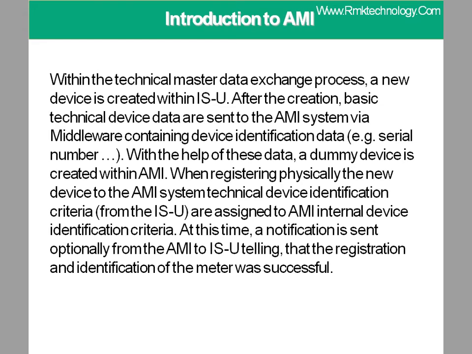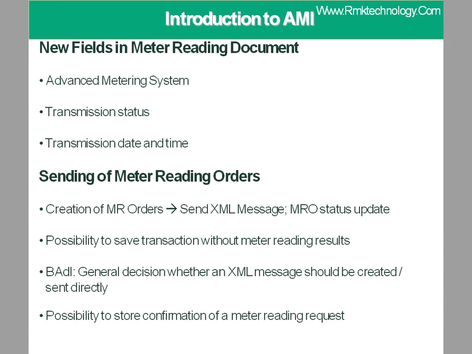When registering physically the new device to the AMI system, technical device identification criteria from the ISU are assigned to AMI internal device identification criteria. At this time, a notification is sent optionally from the AMI to ISU telling that the registration and identification of the meter was successful. This slide describes changes introduced to the meter reading document as part of the SAP AMI enhancement.